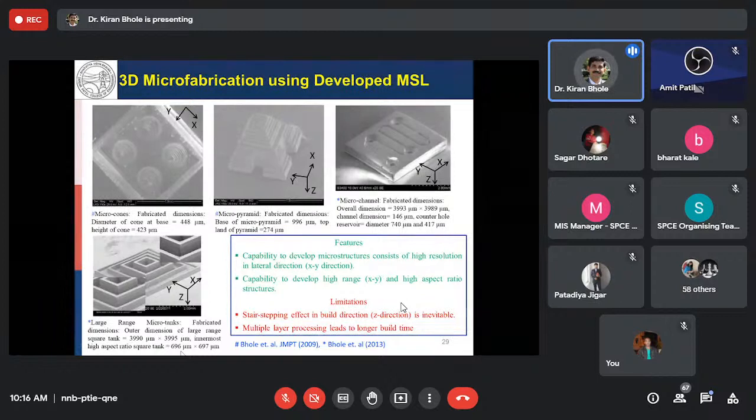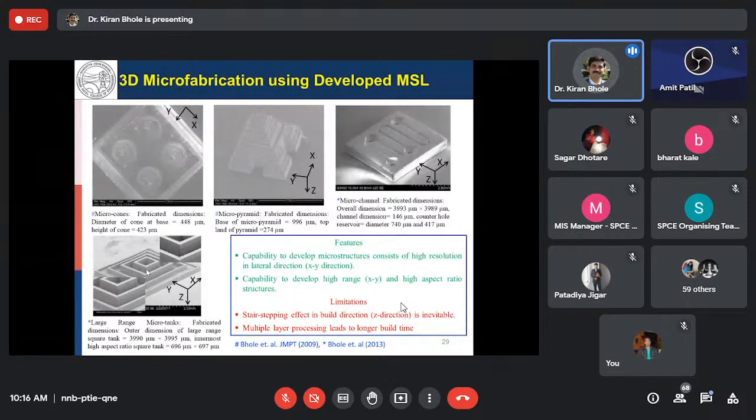So this demonstrates that this MSL can develop structures of large range and high aspect ratio. You can see the large range, 4 mm by 4 mm, and the high aspect ratio, as the innermost tank is of the highest height. So that depicts that we can fabricate high aspect ratio structures as well using this particular process.